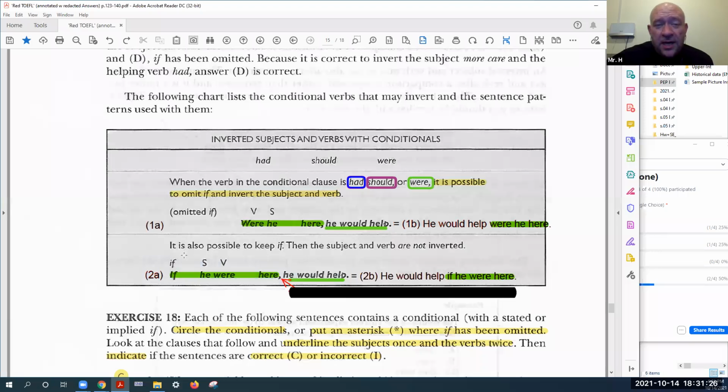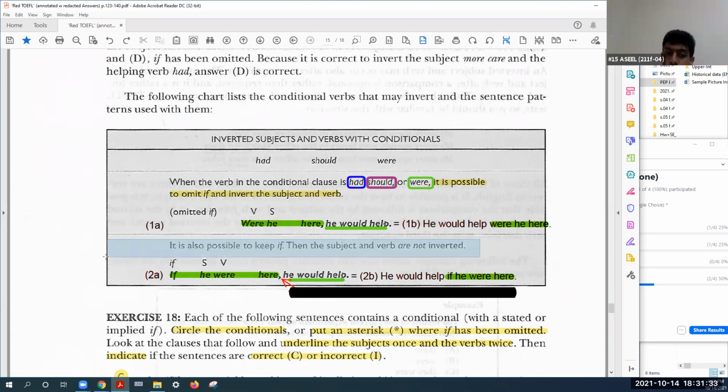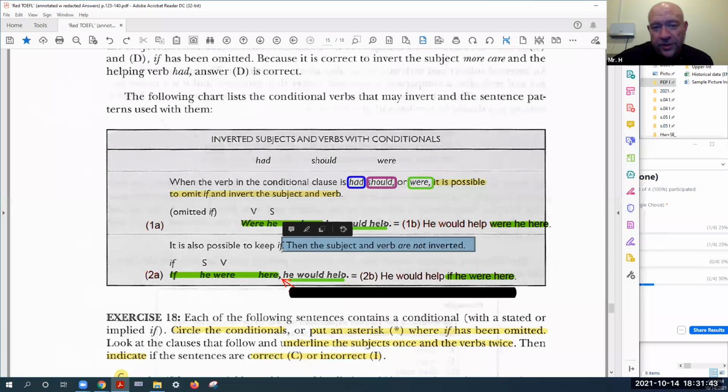Can you read down here? What does this rule say? It is also possible to keep if, and then the subject and verb are not inverted. What does that mean? Subject and verb are not inverted.